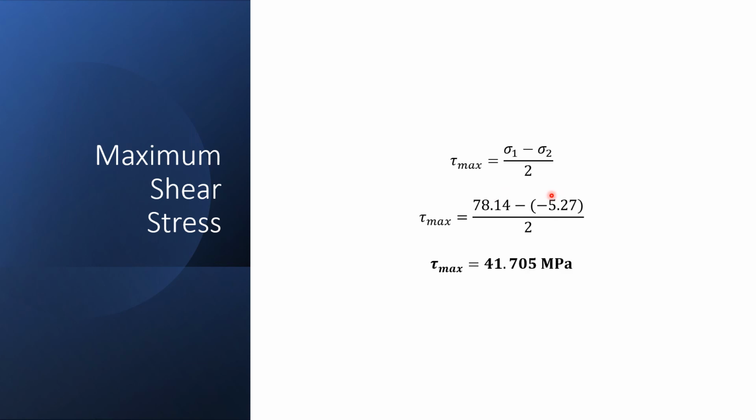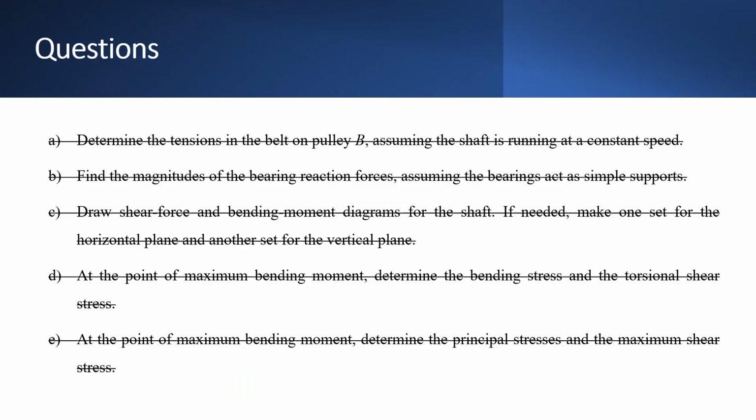Finally, we can compute the maximum shear stress. The maximum shear stress can be computed with this equation. Tau max is equal to sigma 1 minus sigma 2 over 2. We plug the known values here and we obtain the tau max is equal to 41.705 MPa. So that is the last part of this question, which is part E.